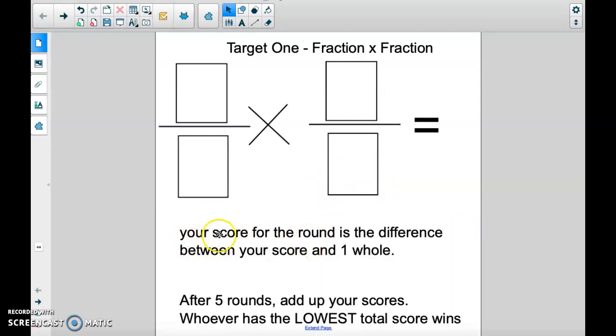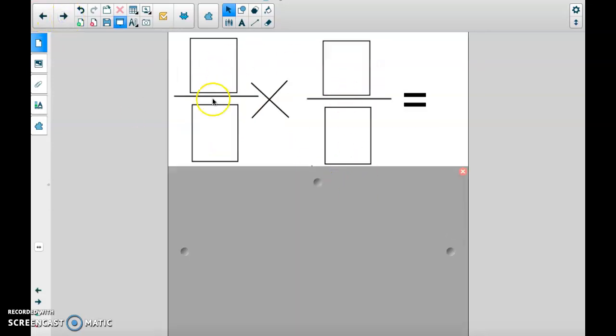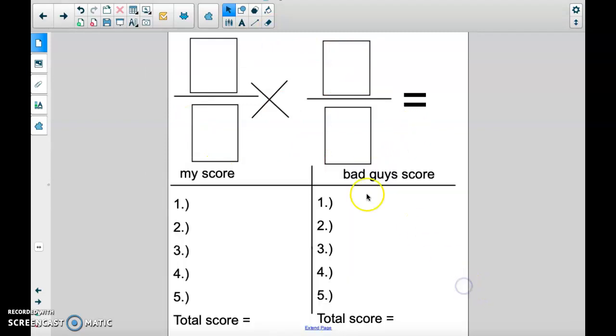Okay, your score is the difference between your product and one whole, and then after 5 rounds, add up all your scores, and whoever has the lowest total score wins. Okay, so instead of picking 3 cards or getting 3 numbers, you're going to pick 4 cards or 4 numbers because we've got 4 spaces here. Right, so again, keep this in mind. You'd also want to set up your scoreboard similar to this.